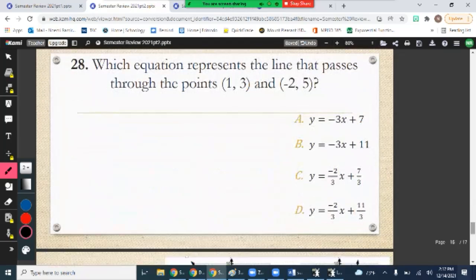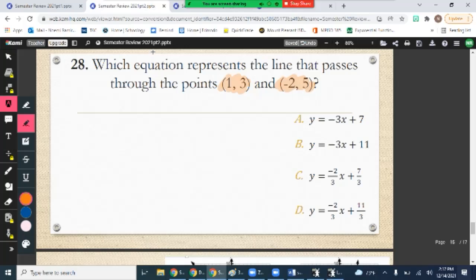Next. Raise your hand if you need me to stop or if you need extra time. All right, so they want us to write an equation, but all they give us are what? 2 points. 2 points are not an equation, but what can I do to start forming an equation?